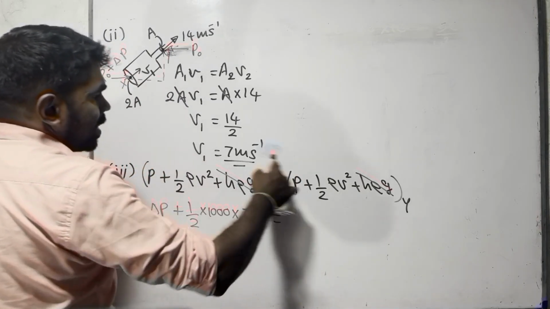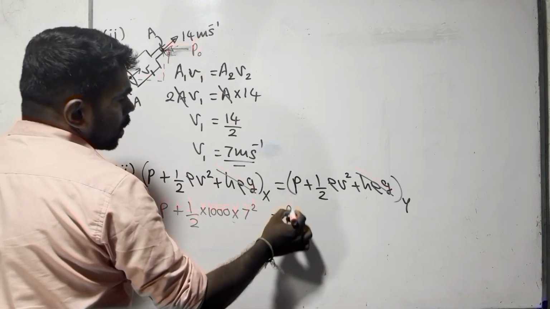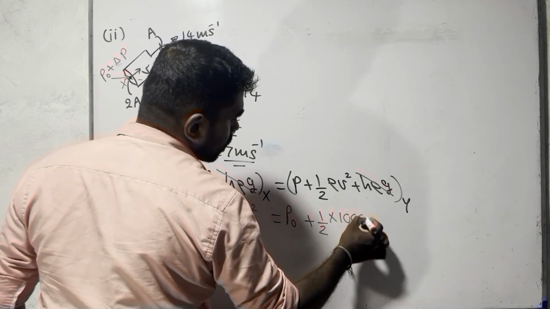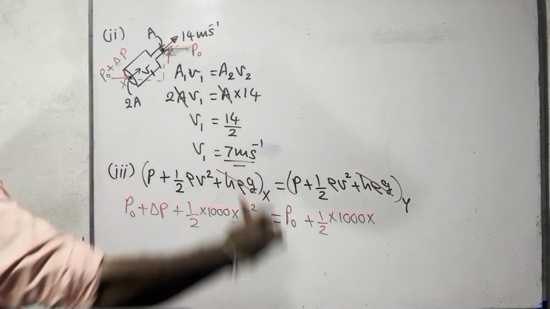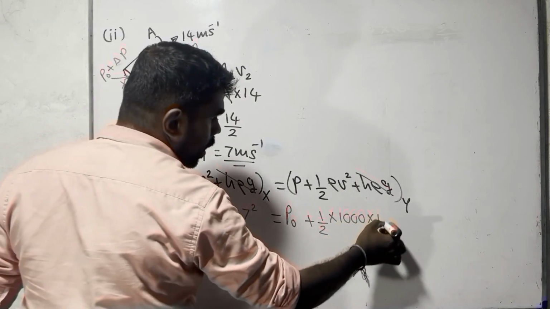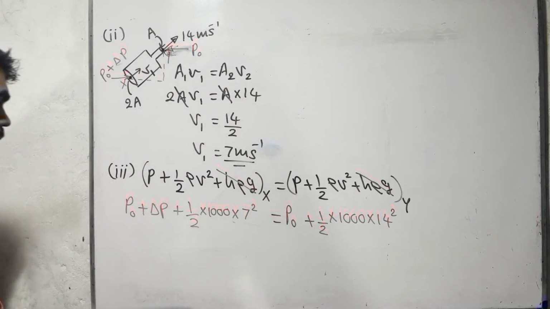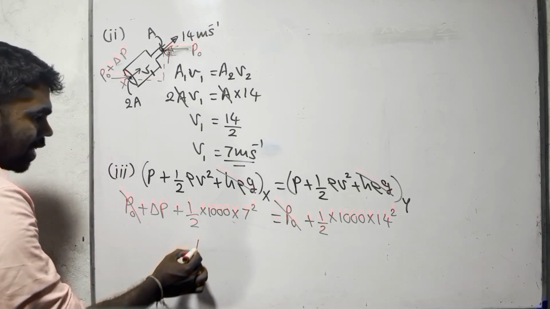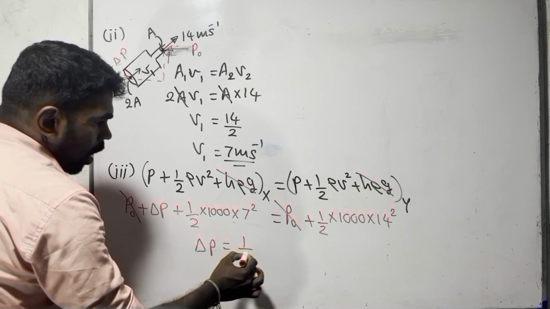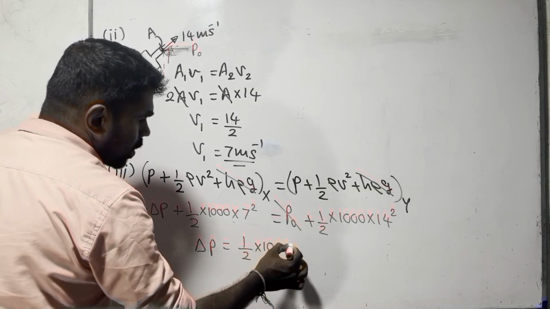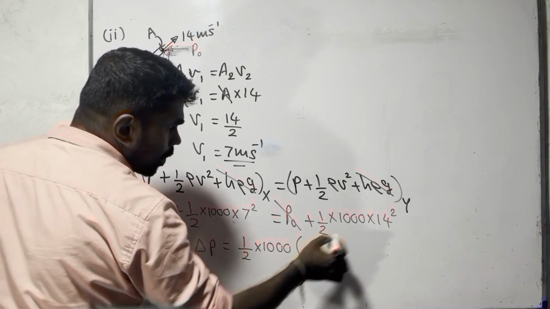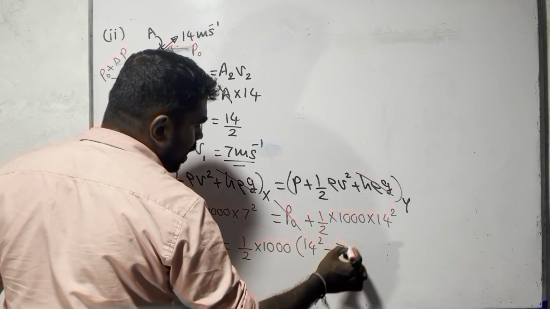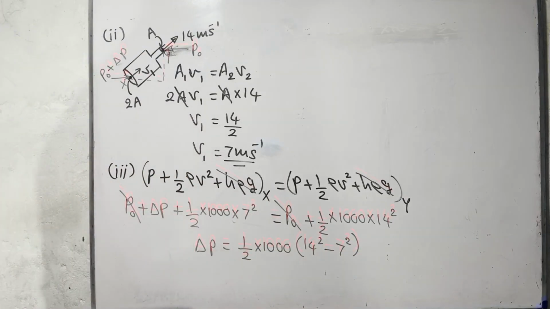Then we can write the right hand side: pressure P naught, atmospheric pressure, plus half, density 1000, velocity for this space 14. We can write 14 squared. Now we can cancel out P naught and P naught. We have to find the delta P value. Half and 1000 are common factors. Then we can write 14 squared. When we bring this term to the right hand side, we have to write it as a minus term. Minus 7 squared.